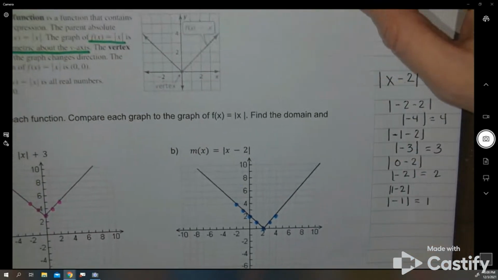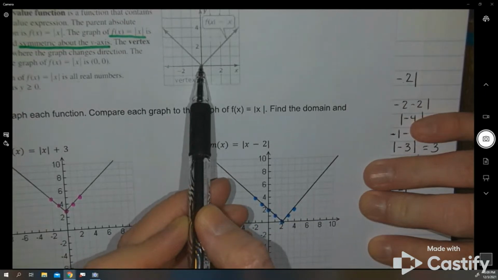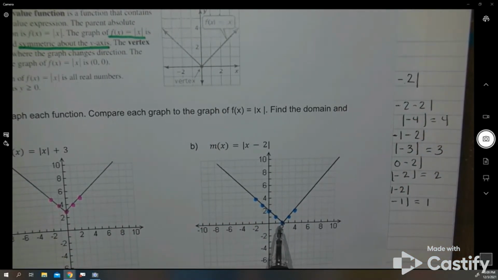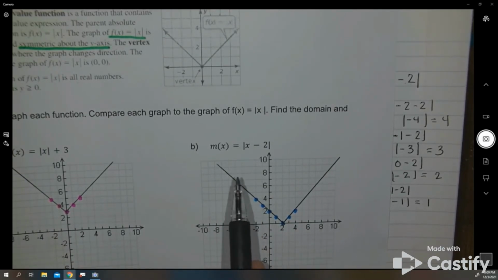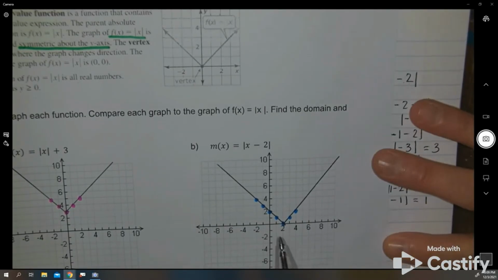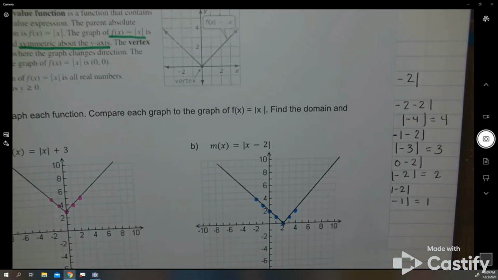But when we compare it to this original, notice this one, the vertex was at 0, 0. This one, the vertex is at 2, 0. So this one has actually still done a translation, but instead of sliding up like we had over here, now we're sliding to the right, which is interesting because we've got this subtraction sign in here. Most of the time when we think subtraction, we think that we would be going to the left. However, because it's absolute value, it ends up sliding it to the right, even though we have that subtraction sign in there.